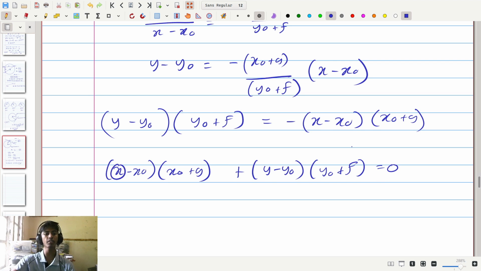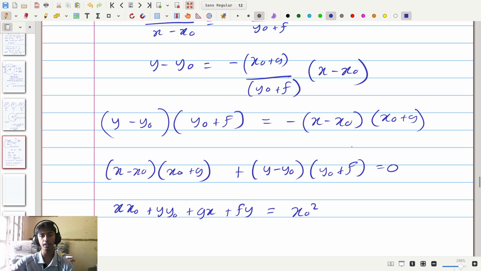So basically I'm going to leave this x times x0 and x times g on this side, as well as the y times y0 and y times f. Doing so, what we get is x times x0 plus y times y0 plus g times x plus f times y on the left side, and taking everything else to the right side, here we have an x0 times x0, which is x0 squared. We have an x0 times g, which I'm going to write over here as x0g. We have a y0 times y0, which is going to be y0 squared, and we have y0 times f, which is going to be y0f. So this is what we have.